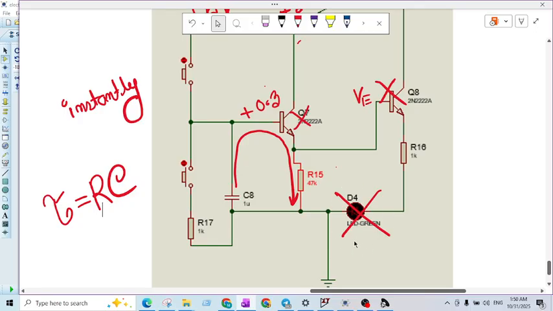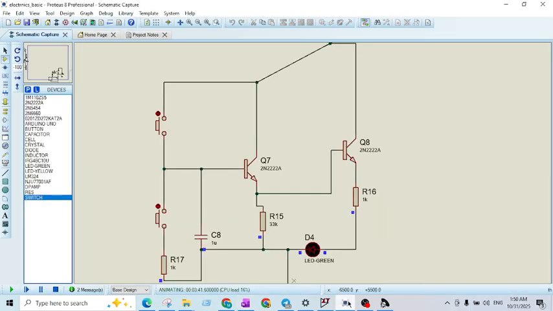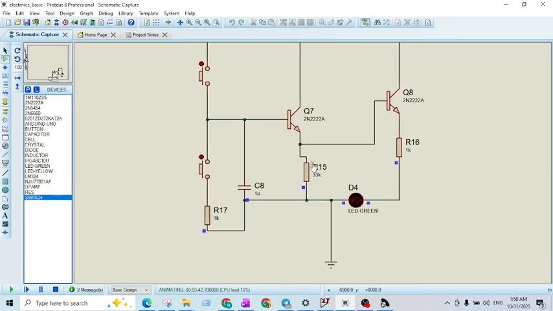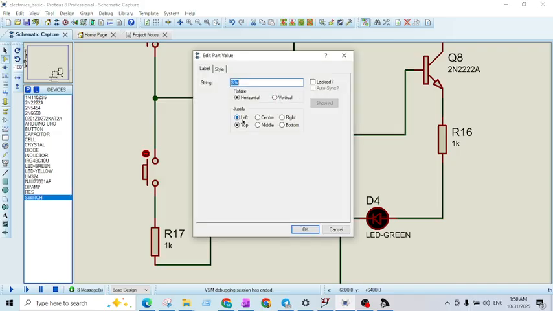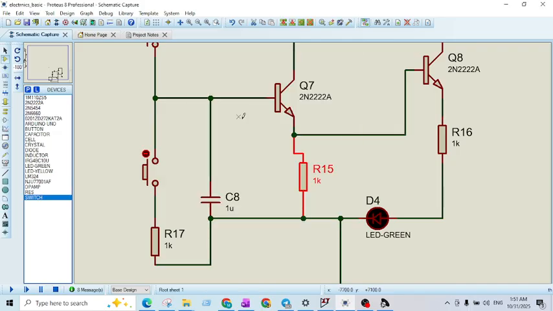Well, let's test this circuit. Okay, so this is actually 33K. Now let's make it only 1K. So only 1K means it will take a very short time to discharge in this path, right? So let's see.